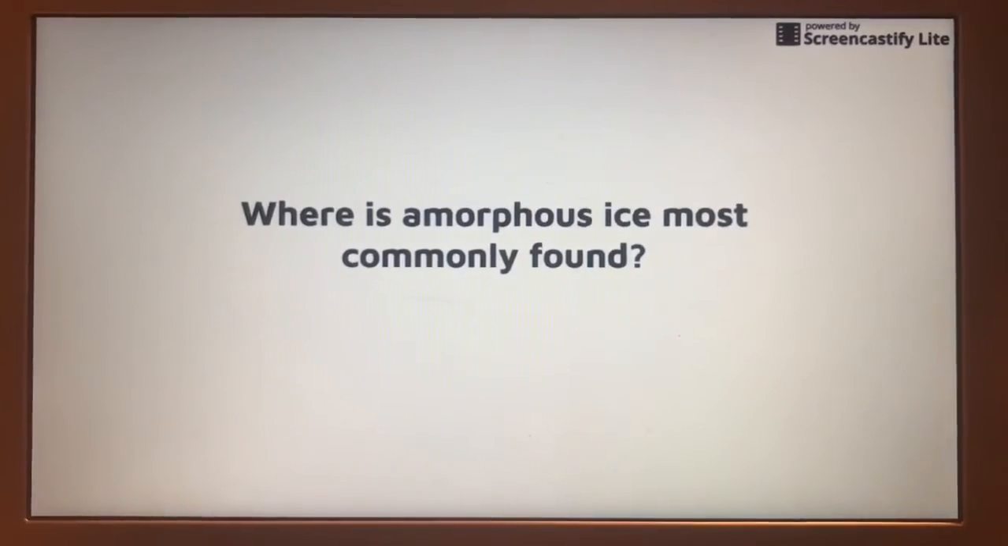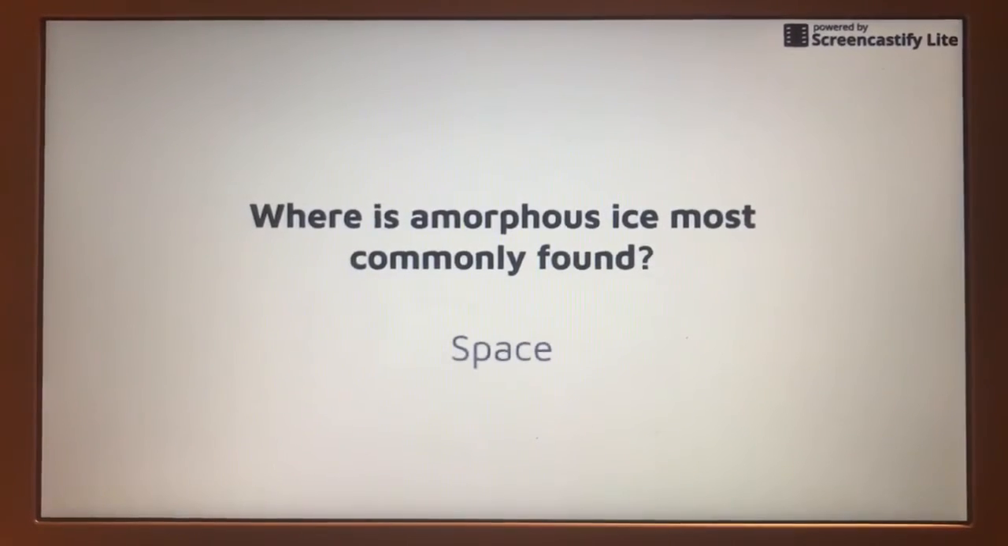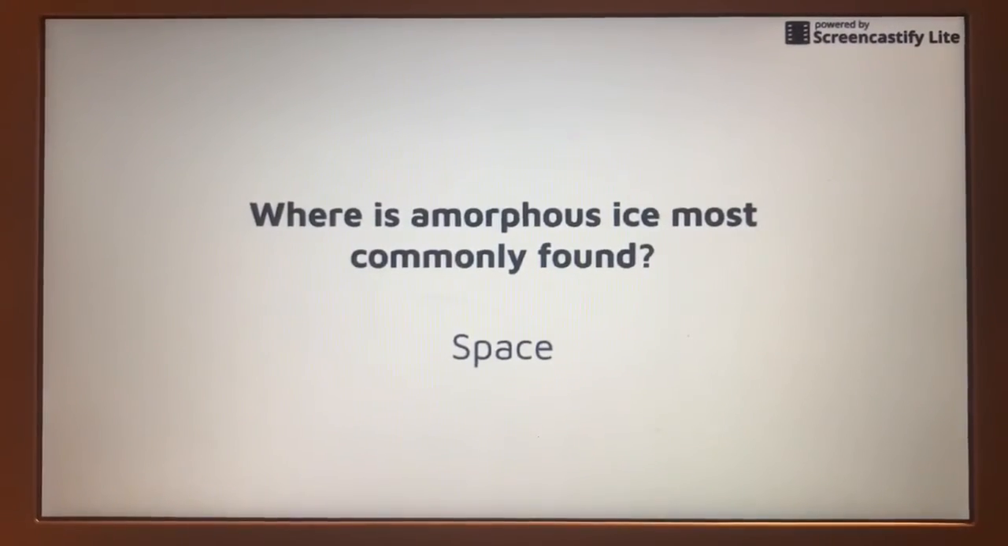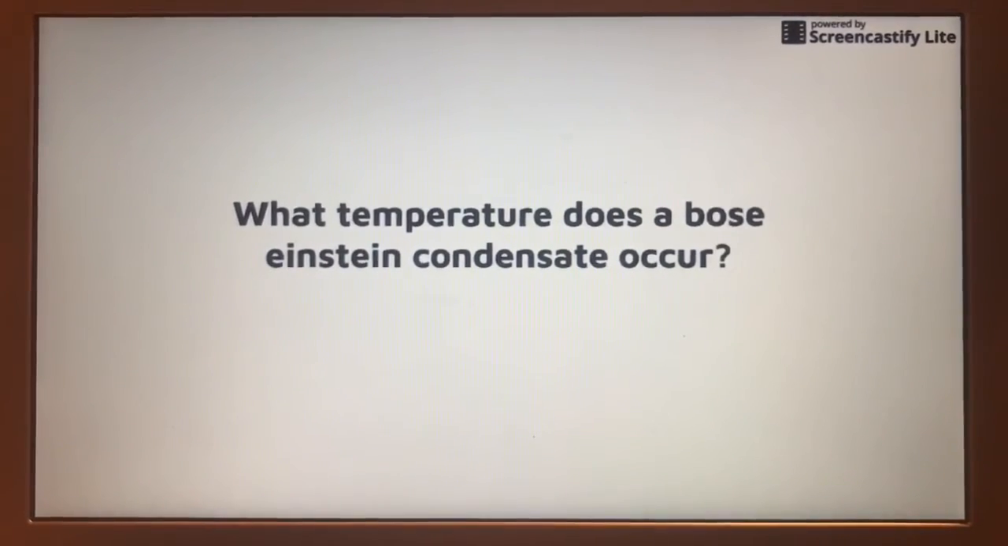Where is amorphous ice most commonly found? Space. What temperature does a Bose-Einstein condensate occur? Just above 0 Kelvin.